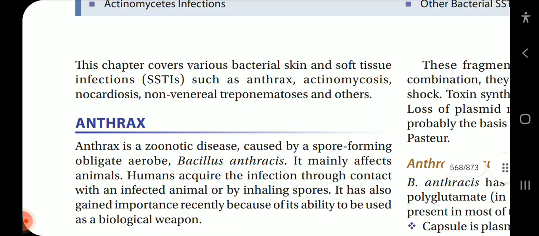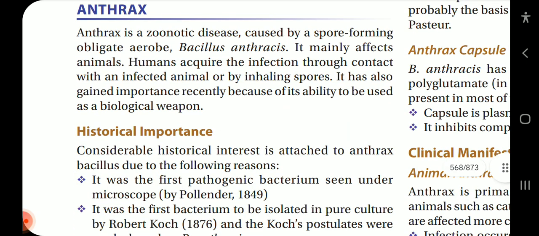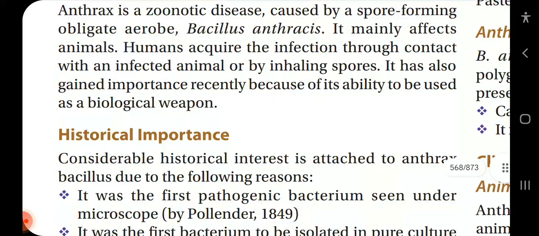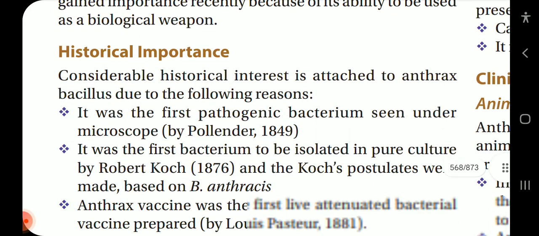This chapter covers various bacterial skin and soft tissue infections such as anthrax, actinomycosis, nocardiosis, non-venereal treponematosis, and others. Anthrax. Anthrax is a zoonotic disease caused by a spore-forming obligate aerobe, Bacillus anthracis. It mainly affects animals. Humans acquire the infection through contact with an infected animal or by inhaling spores. It has also gained importance recently because of its ability to be used as a biological weapon.